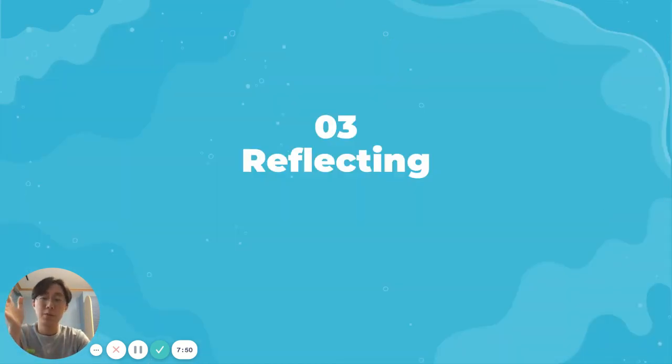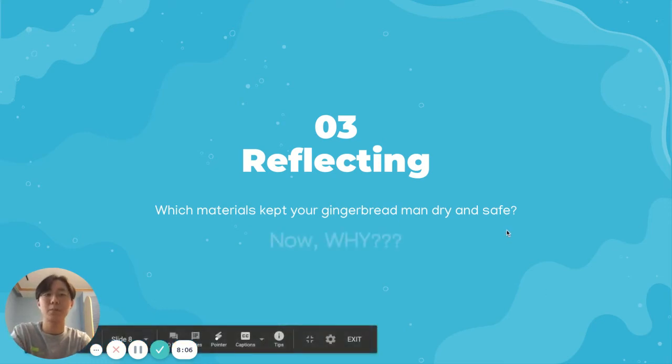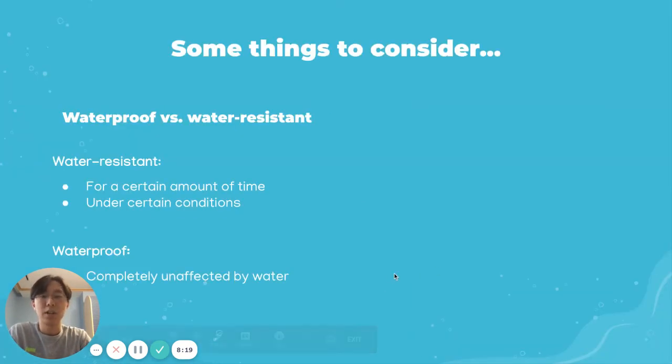So now let's do a bit of reflection. Which materials kept your gingerbread man dry and safe? The materials that kept your man dry and safe would be waterproof materials, and if not, they would not be waterproof materials. And now why? Why might those materials that kept your gingerbread man dry and safe be waterproof? We're not going to go into a whole lot of detail, but there are some things to consider.